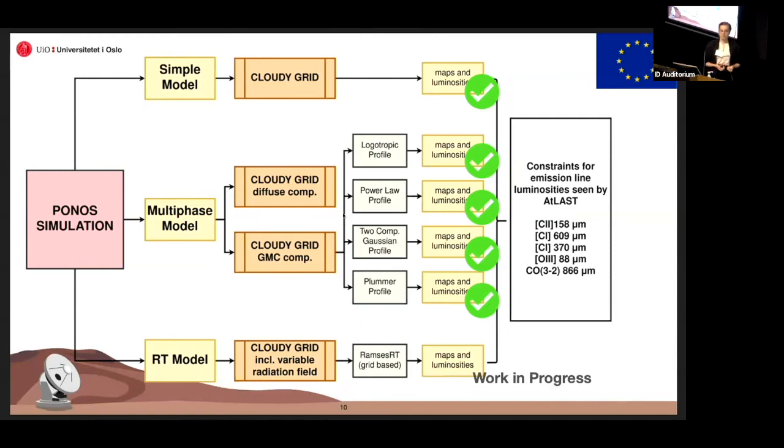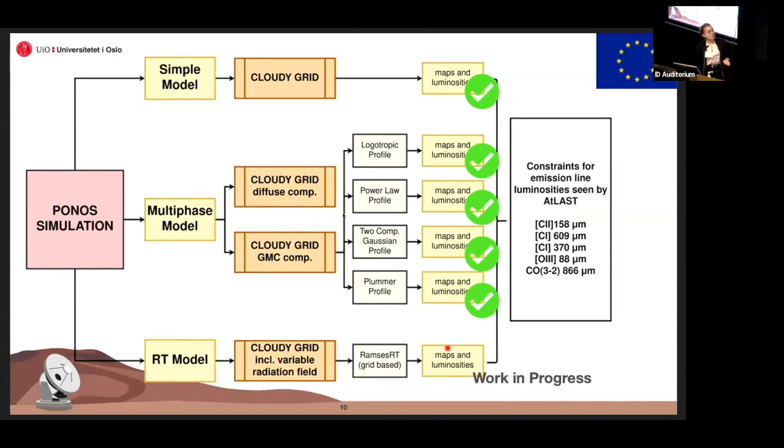And then the third model is the RT model, which I'm working on with Davide, and which is still a work in progress. There we do radiative transfer, take the radiation fields of all the particles, again apply a cloudy grid, and then see what comes out.